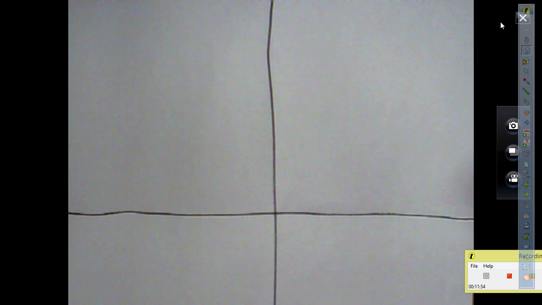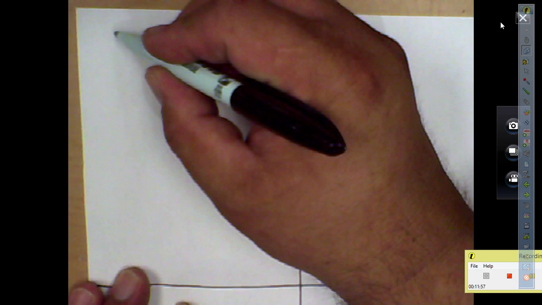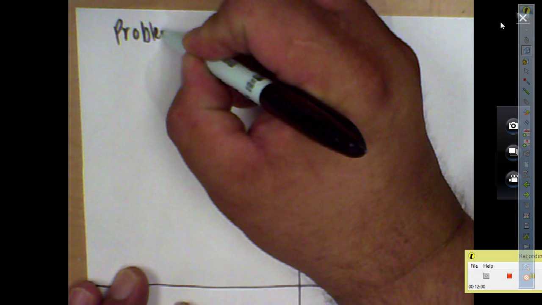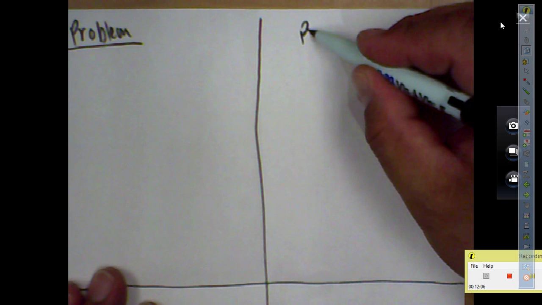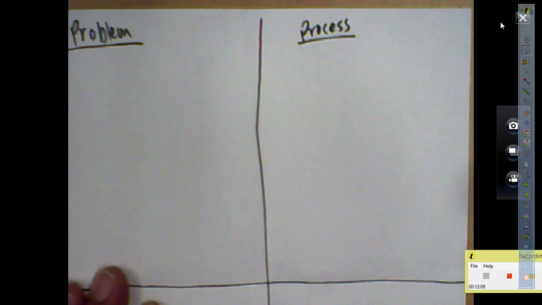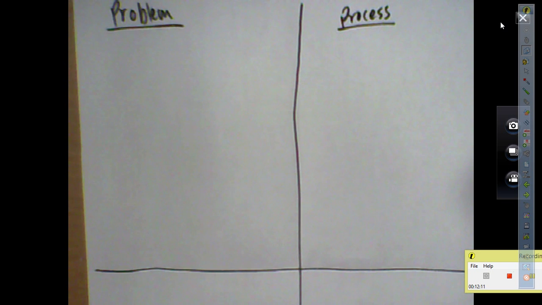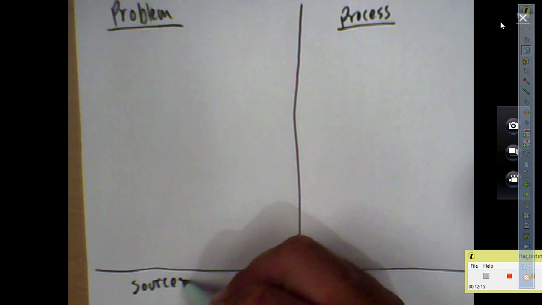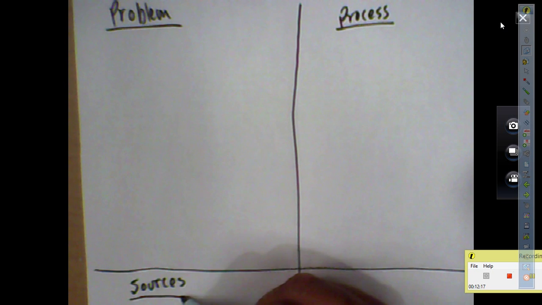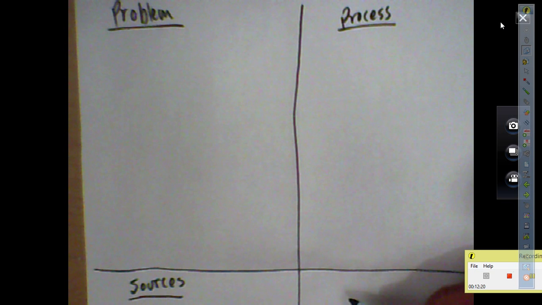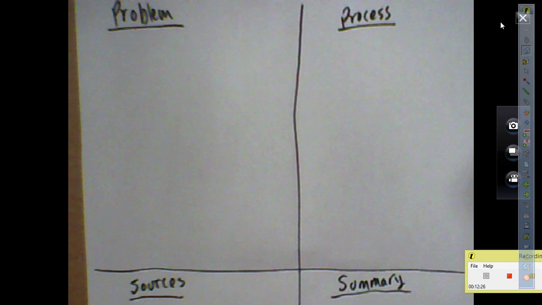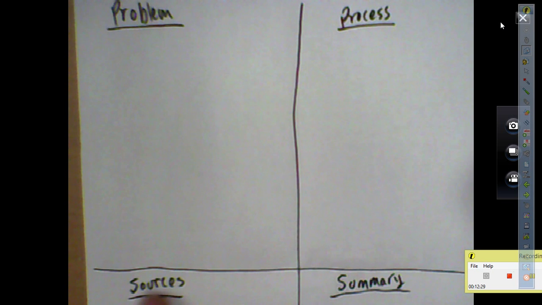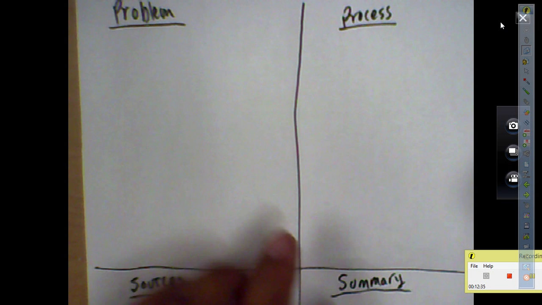So at the top left, I want you to write problem. On the top right, process. On the bottom left, sources. And on the bottom right, summary. Problem, process, sources, summary. So guess what goes where it says problem?